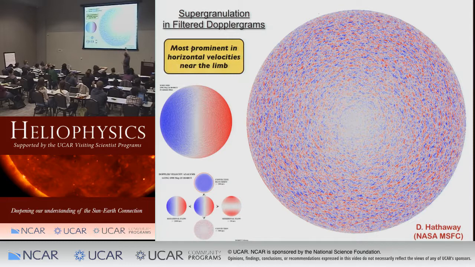Why do we see the patterns on the edge and not in the middle? Yep, that's right. So the Doppler shift is the line of sight velocity, right? But there's no really radial flow through the surface of the sun. The flow is mostly horizontal. So the line of sight is on the limb of the sun. So that's why you don't see anything here, but on the limb. And this is about the same size scale, about 35 megameters, as the magnetic network that you see.